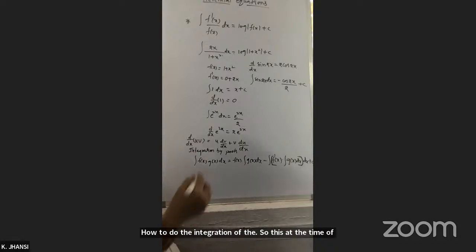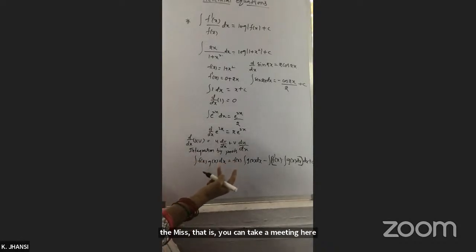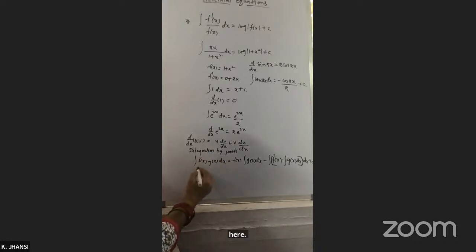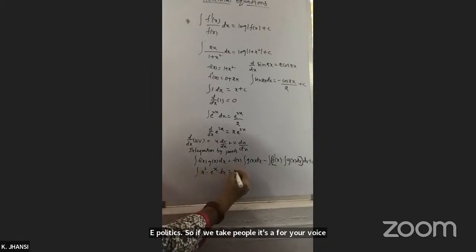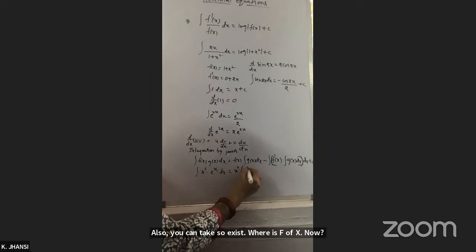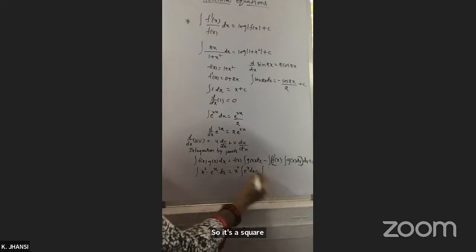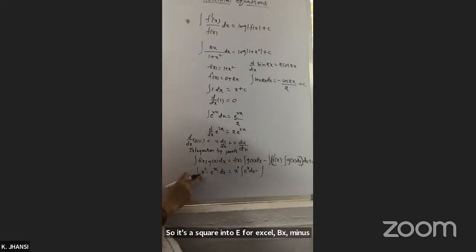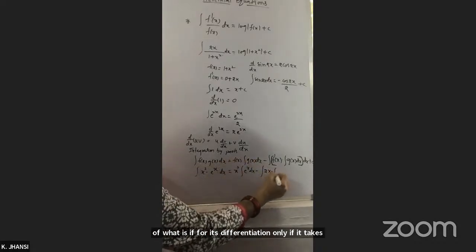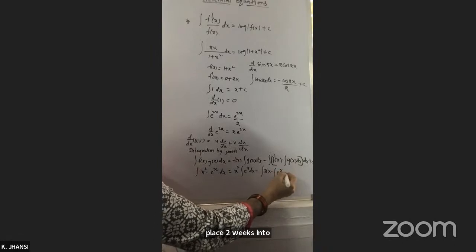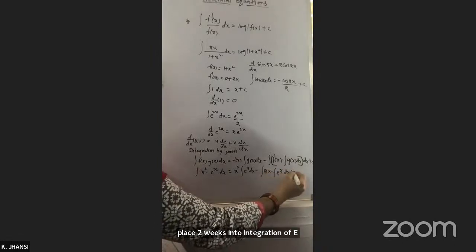You can take anything here. Say x square into e power x, where e power x is g of x. Or any trigonometric function also you can take. So x square is f of x now. So integration of x square into e power x dx, minus integration of, what is the differentiation of f of x now? The differentiation of x square is 2x, so 2x into integration of e power x dx, whole dx.